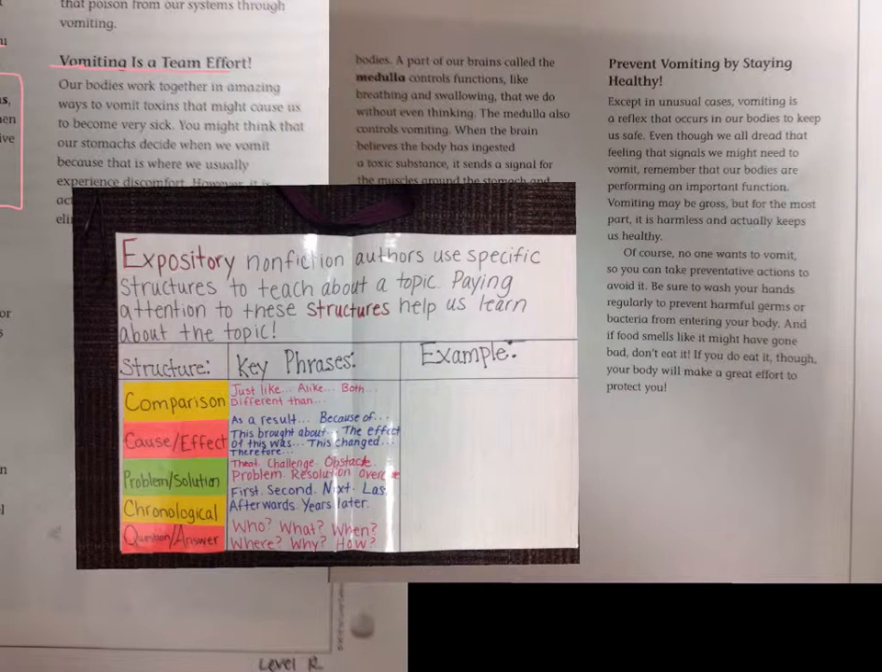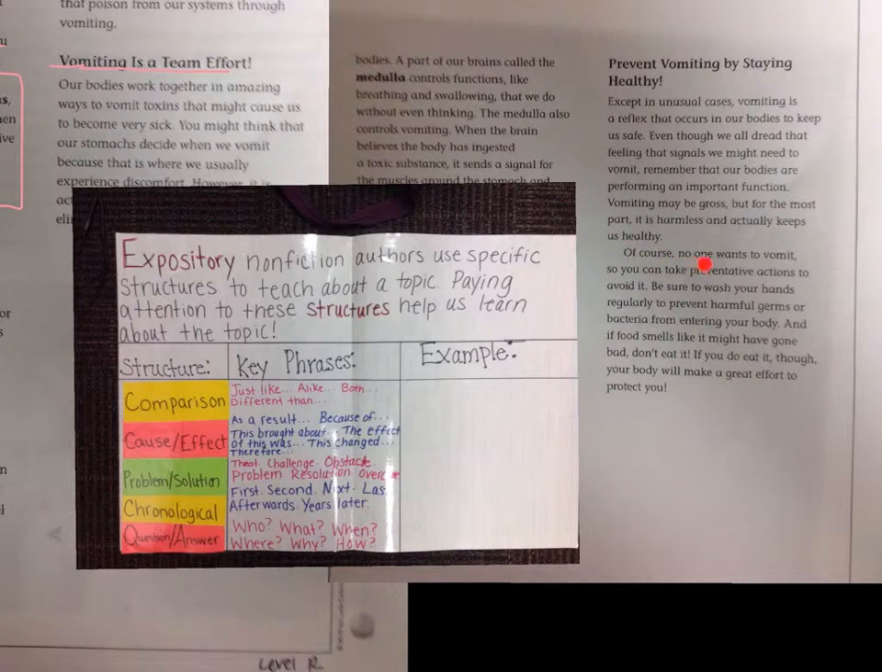Readers, let's take a peek at the final section. Prevent vomiting by staying healthy. Except in unusual cases, vomiting is a reflex that occurs in our bodies to keep us safe. Even though we all dread that feeling that signals we might need to vomit, remember that our bodies are performing an important function. Vomiting may be gross, but for the most part, it is harmless and actually keeps us healthy.